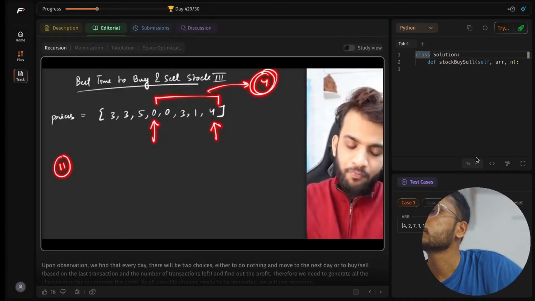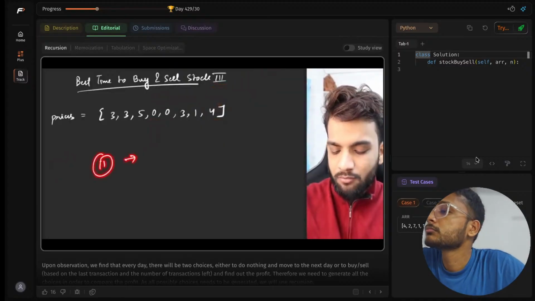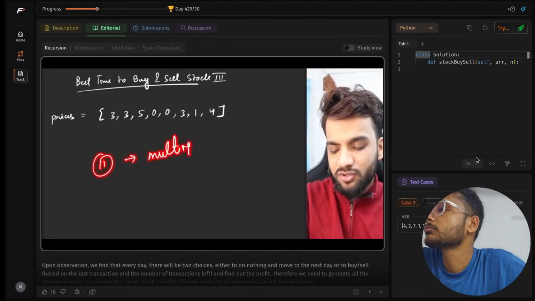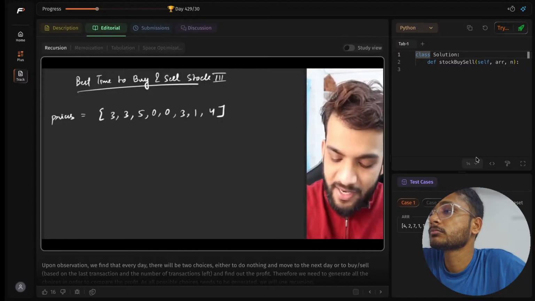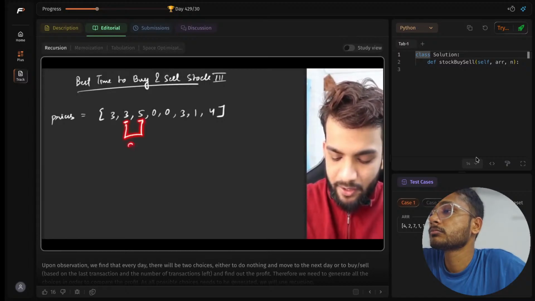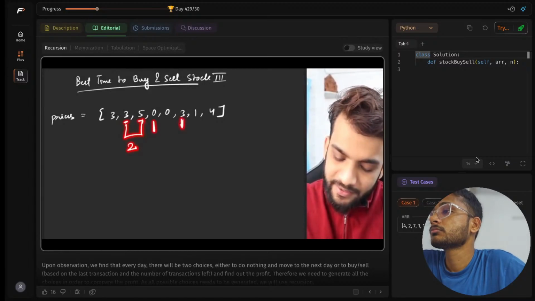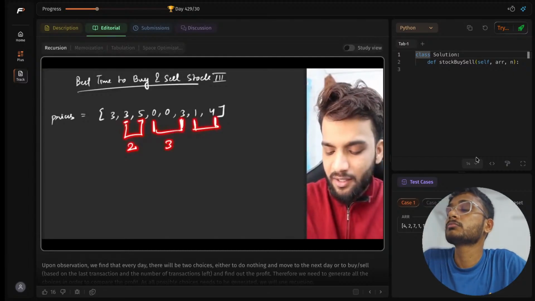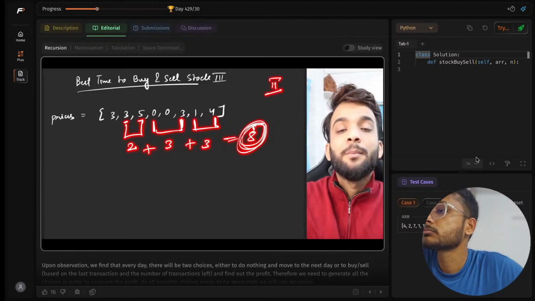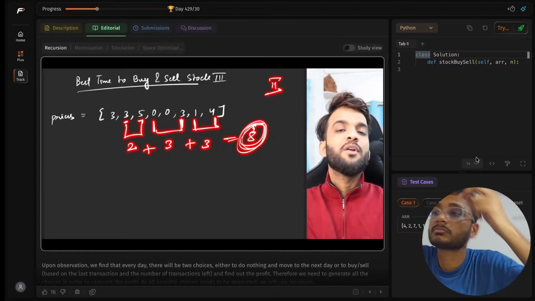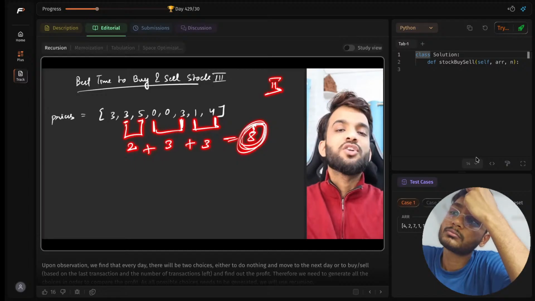And what was part 2? Part 2 said that you can do as many, like infinite, transactions, but just make sure you don't engage in multiple transactions together. So you could have said, I will buy here, I'll sell it here. This is where you could have made 2 profit, buy here, sell here, 3 profit, buy here, sell here, 3 profit. So you could have made a total of 8 profit if you'd gone by part 2, because in part 2 you can do an unlimited number of transactions. Just make sure none of the 2 transactions are overlapping.